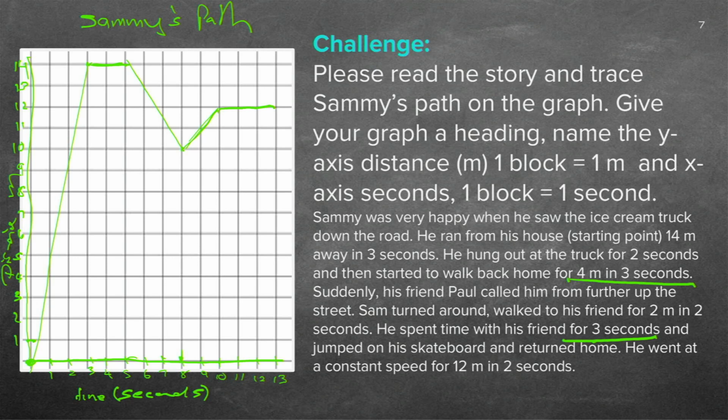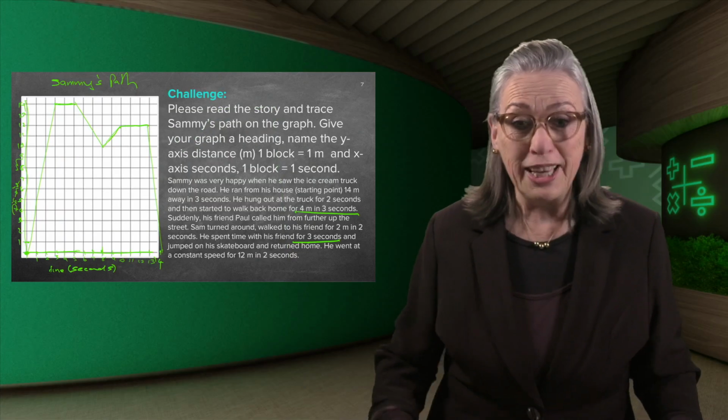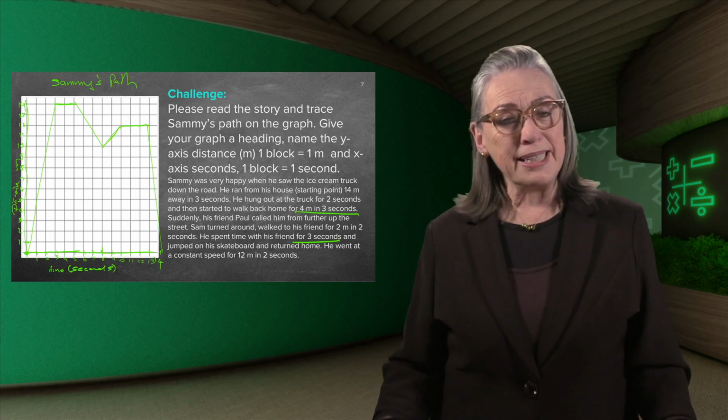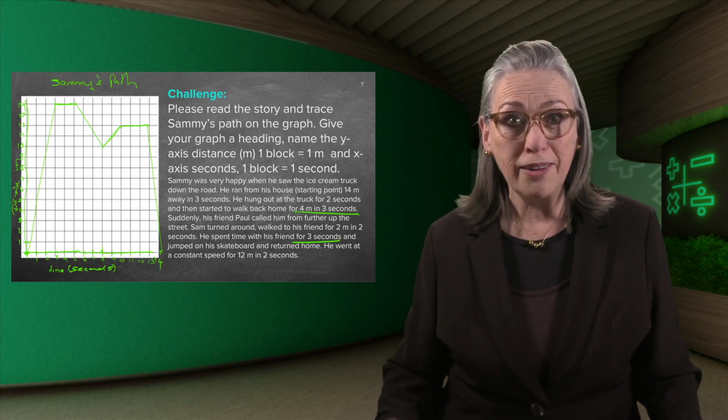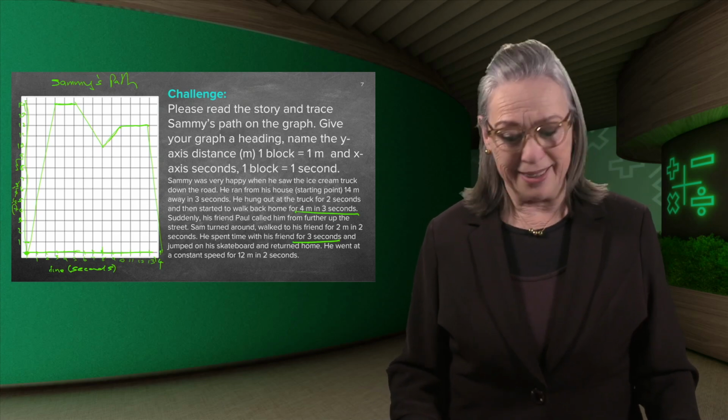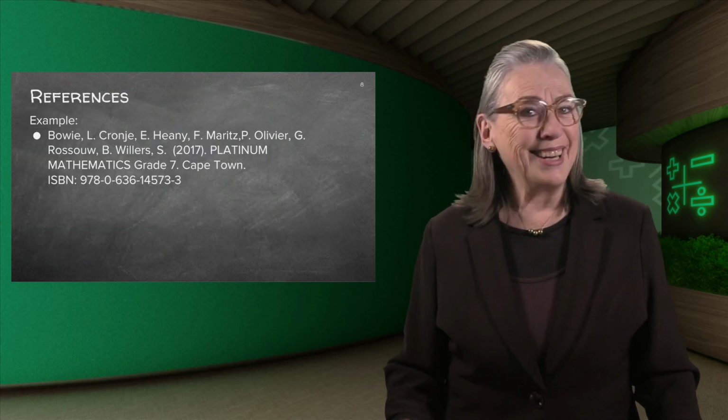And then he jumped on his skateboard and he returned home and he went at a constant speed for 12 meters in 2 seconds. So this is 14. So here he goes at a constant speed. He rushed back and there he's back home. So if your graph looks anything like this, congratulations. I'm sure it's neater than mine. But this is fun. So we tracked Sammy's path to the ice cream truck and to his friend and back. I hope you enjoyed this, and I'll see you next time.